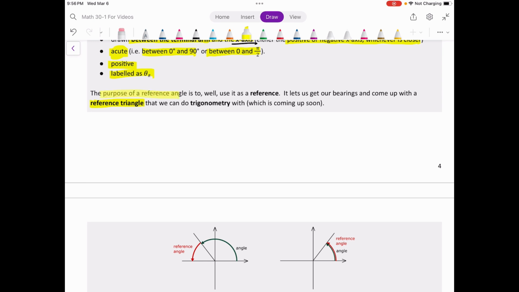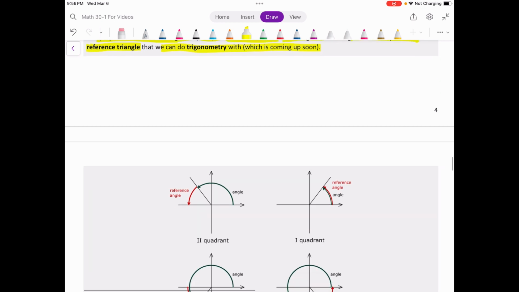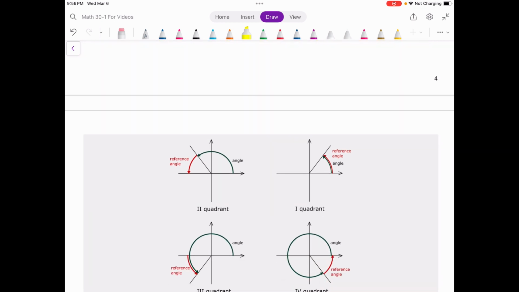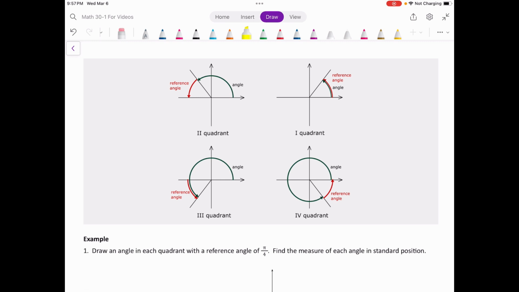So the purpose of a reference angle is to use it as a reference. It lets us get our bearings and come up with a reference triangle that we can actually do trigonometry with, which is coming up soon. We'll start talking about ratios and trigonometric equations and all that fun stuff in the next lessons. Okay, so just a quick reminder of what reference angles look like.